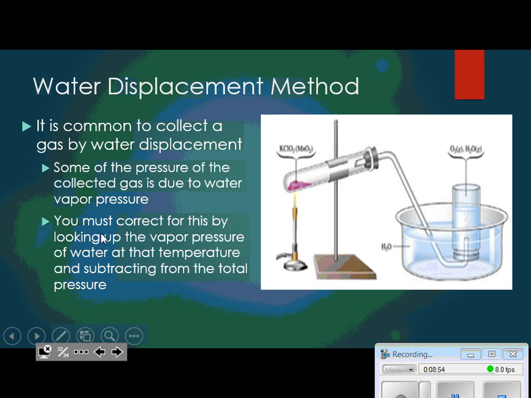So in order to correct for that, you have to look up, or it'll be embedded in your problem, the vapor pressure of water at that temperature and subtract the total pressure minus the pressure of the water to get the pressure of the gas that you're interested in.